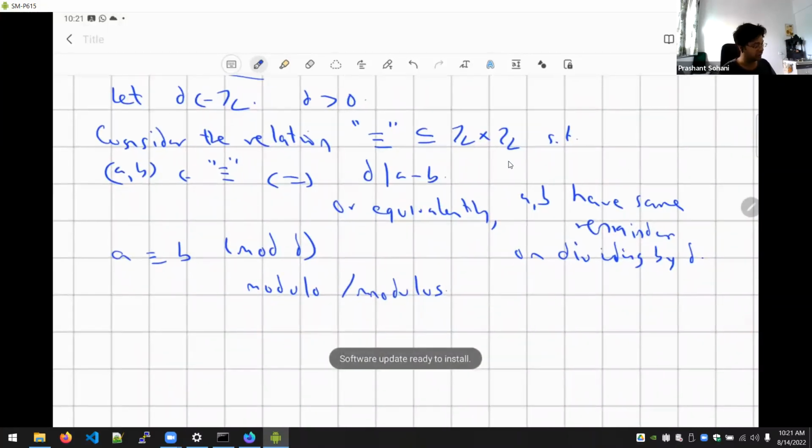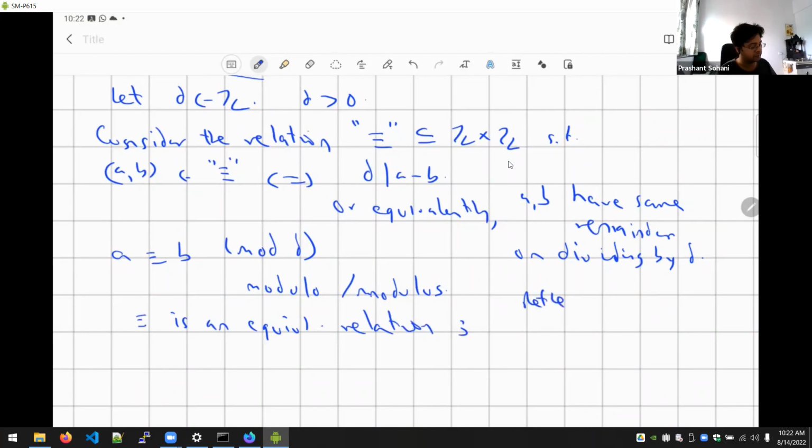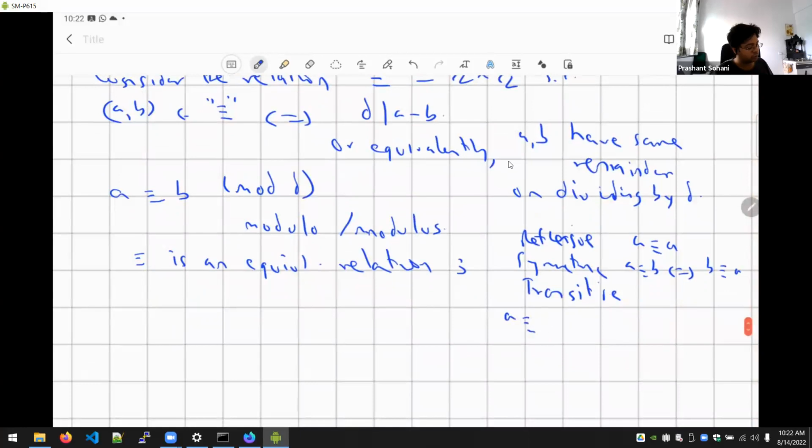I think we already explained last time what is an equivalence relation. So I leave it for you to check that this is an equivalence relation, which means that it satisfies three properties: reflexive, symmetric, and transitive. Reflexive means that every number is congruent to itself. Symmetric means if a is congruent to b, then b is congruent to a. And transitive means that if a is congruent to b and b is congruent to c, then a is congruent to c.